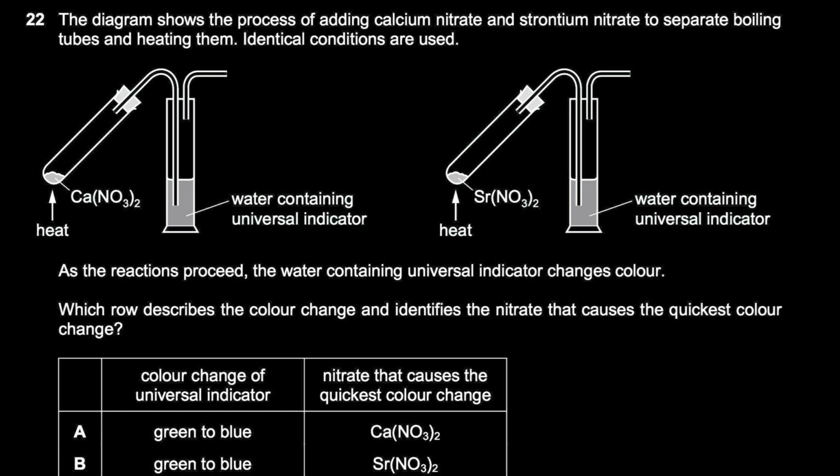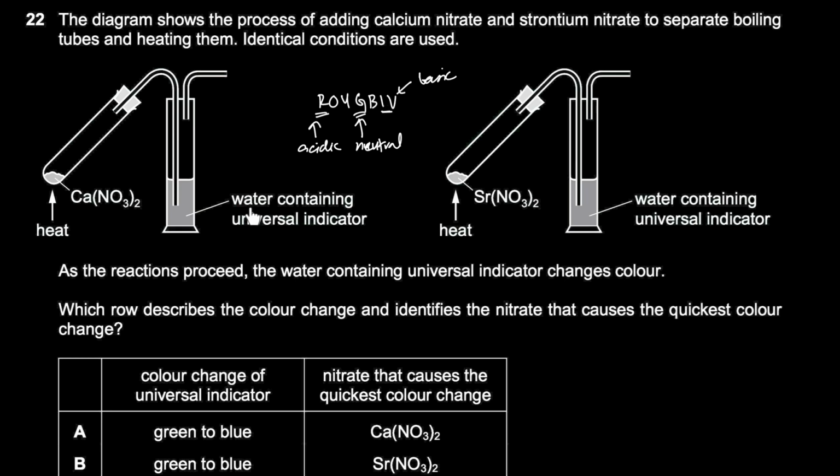Now for universal indicator, you guys should remember the colors of the rainbow, right? ROYGBIV. Red being acidic, green being neutral, and then blue or indigo or violet being basic. So the more acidic it is, the more red it's going to be, and the more basic it is, the more blue it's going to be. And green is neutral. So red is strongly acidic, and then orange is slightly acidic, yellow is even more slightly acidic. Green is neutral, and then blue and indigo are basic.